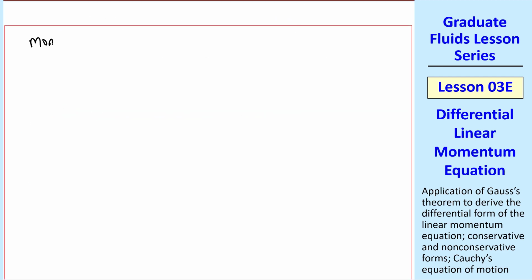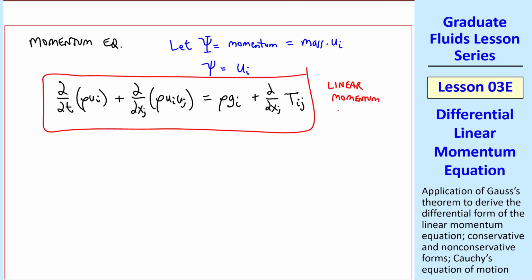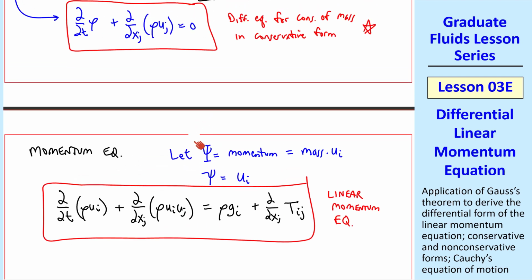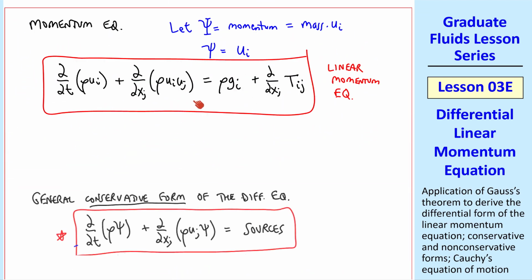Now consider the momentum equation. We'll let uppercase psi be the momentum, which is mass times velocity. So lowercase psi, which is momentum per unit mass, is just the velocity. And the equation we had before is repeated here, our linear momentum equation. By comparing with this general conservative form, we see that this equation is in conservative form.